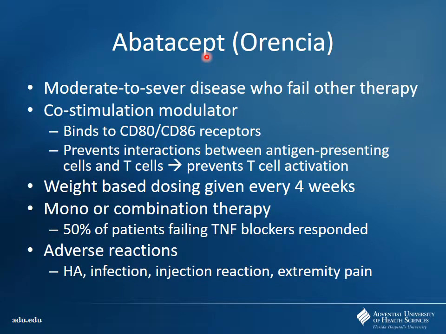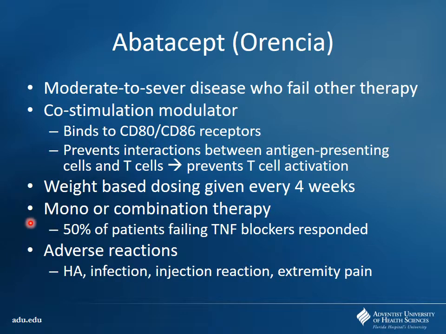Next we have abatacept or Orencia. This is actually a co-stimulation modulator, so this is kind of interesting. It's a little bit different mechanism. It'll actually bind to CD80 and 86 receptors and prevent some of the crosstalk between some of these inflammatory cells. They can't interact with one another to activate further cells. So less T cell activation by blocking these receptors here. So kind of a novel mechanism.